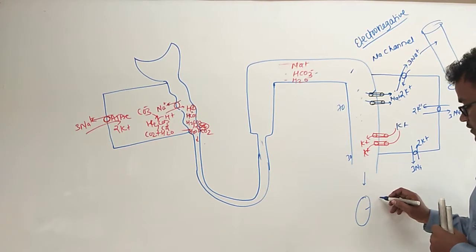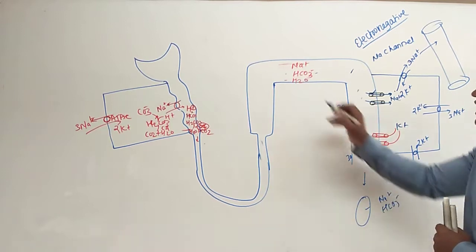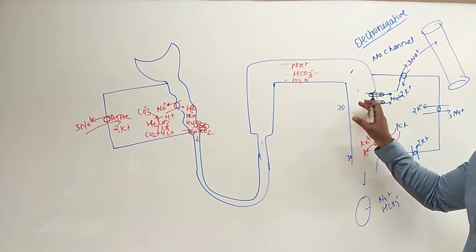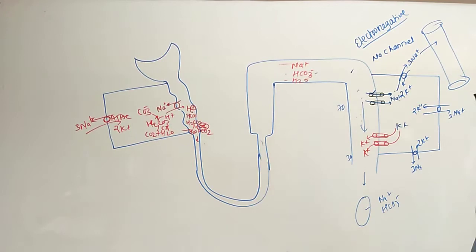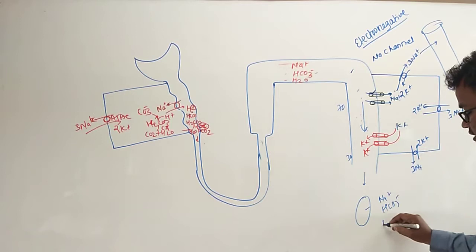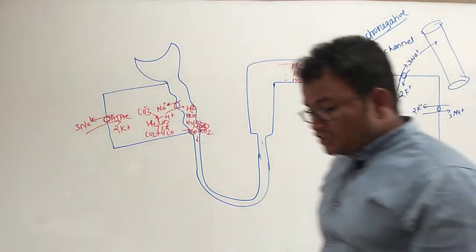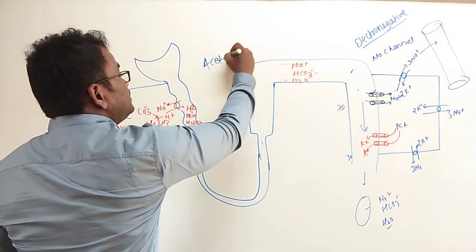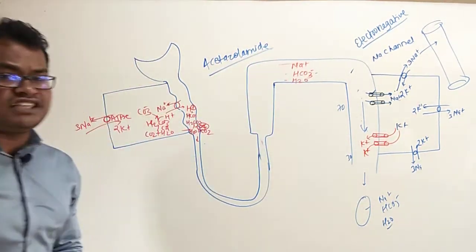Urine consists of first Na plus, second HCO3 minus, and third the water. If water is more in this region, the flow of water is increased. So the flow of water is increased more forcefully, which leads to the maximum ions being dragged into the water. Hence, water is also present in the urine. So these are the functions of acetazolamide, the carbonic anhydrase inhibitors.